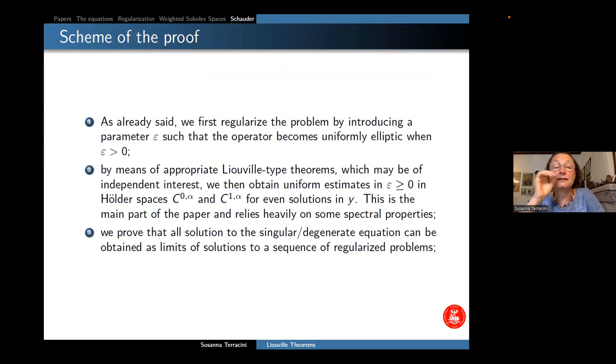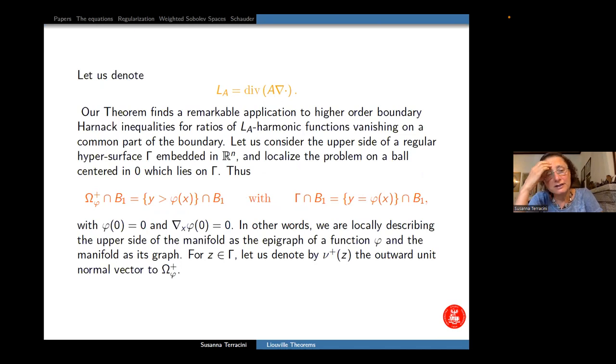Okay, so how do we get this result? As I said, we do this by scaling, and we first regularize the problem by introducing the parameter epsilon, and then we do a blow-up argument. At the end of this blow-up argument, we find some entire solution to some problems that I will be describing in a moment, which are entire, and which satisfy a global estimate in C0 alpha or C1 alpha. And also we have to prove that all solutions to the singular degenerate equation are obtained as limits of solutions to a sequence of regularized problems.